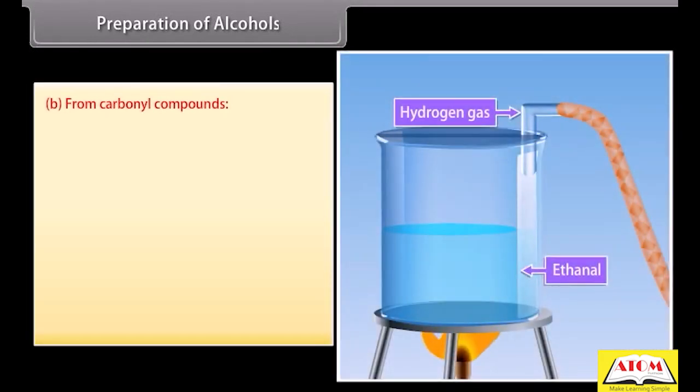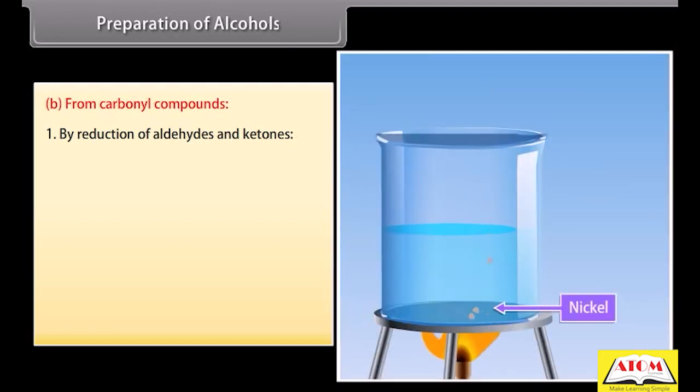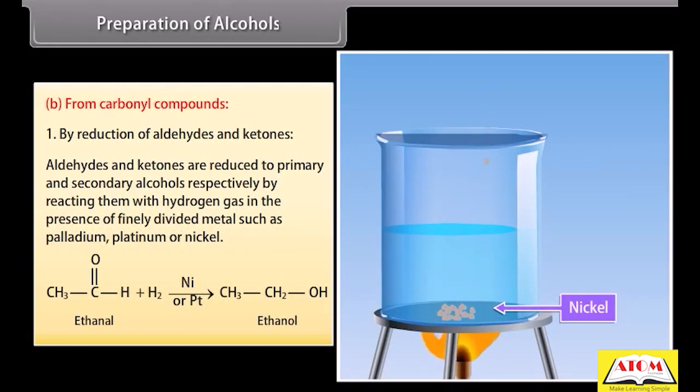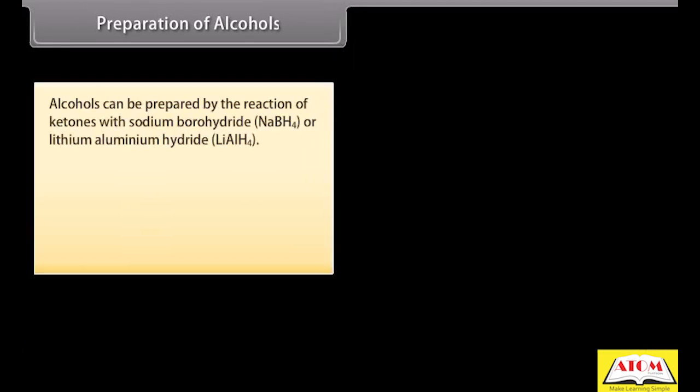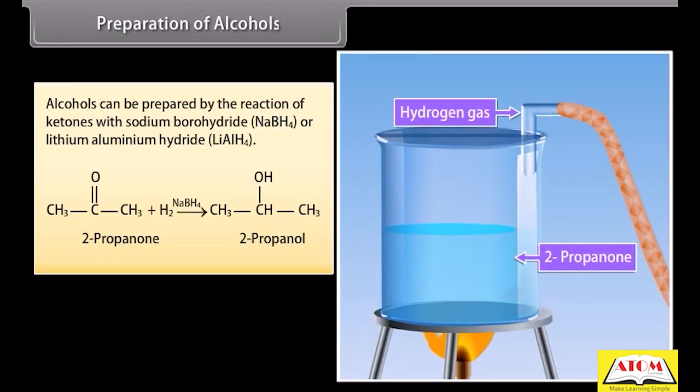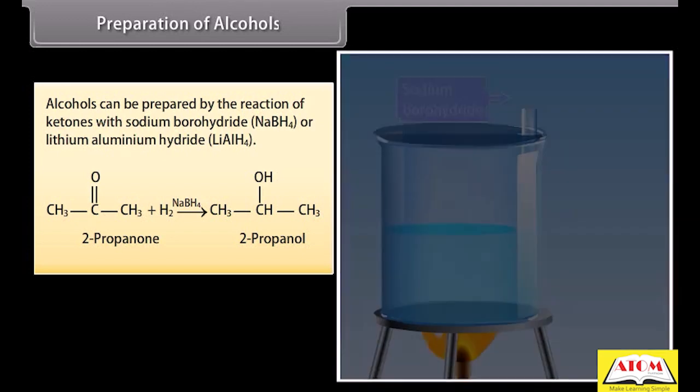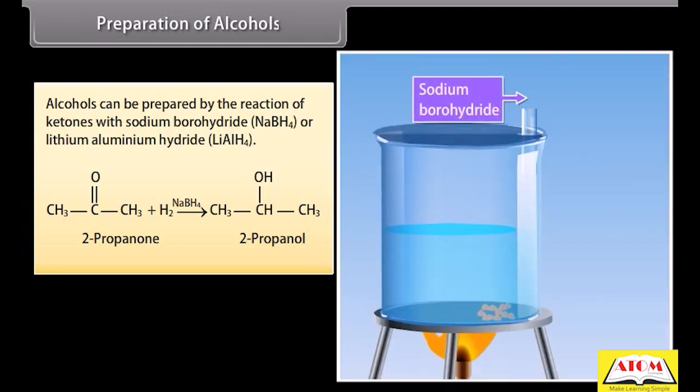Preparation of alcohols from carbonyl compounds by reduction of aldehydes and ketones. Aldehydes and ketones are reduced to primary and secondary alcohols respectively by reacting them with hydrogen gas in the presence of finely divided metal such as palladium, platinum or nickel. Alcohols can also be prepared by the reaction of ketones with sodium borohydride or lithium aluminium hydride.